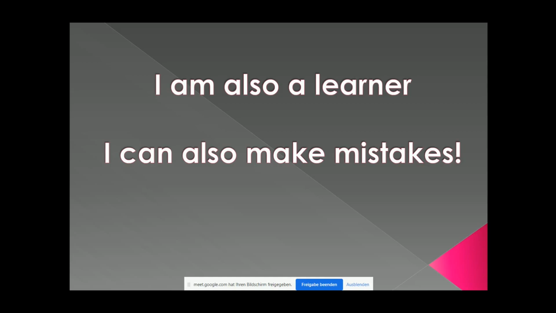Before I start, here's a disclaimer. I'm also a learner, and I can also make mistakes. So please bear with me, because it's like you are in third or fourth standard, and I am in fifth standard. That's the only difference between you and me. I'm not a professor or a PhD holder in German language or something. So please bear with me. Going ahead.